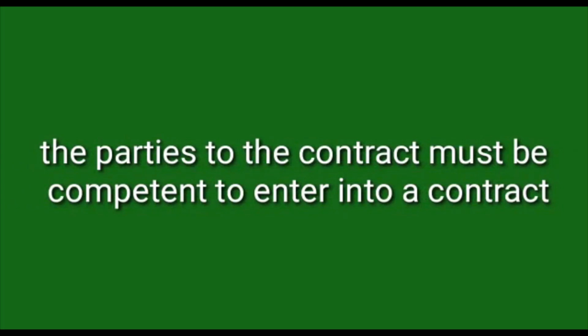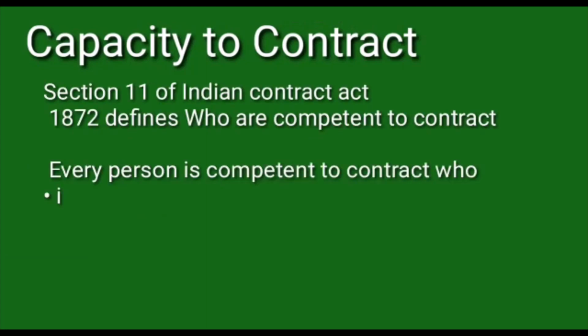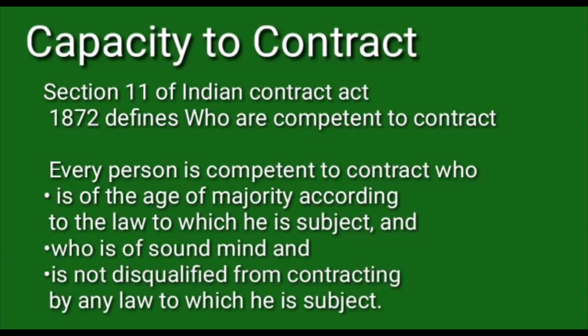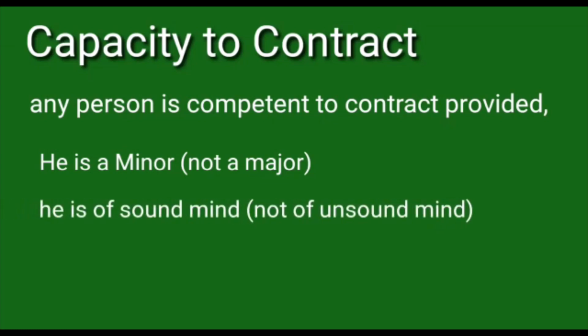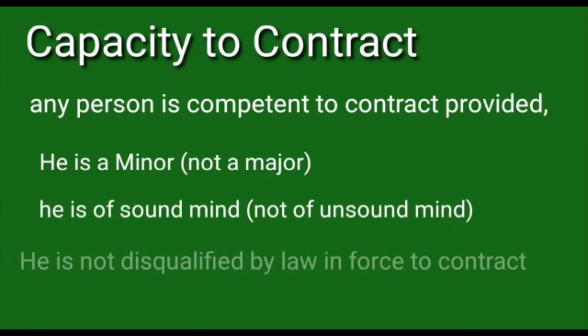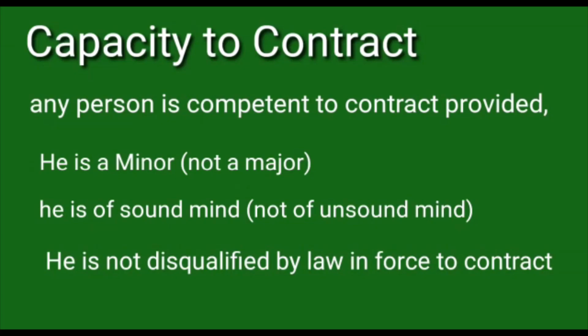The parties to the contract must be competent to enter into a contract. That means they should have the capacity to enter into a contract. According to Section 11 of the Indian Contract Act, any person is competent to contract provided he is a major, not a minor, he is of sound mind, not of unsound mind, and he is not disqualified by law. Free consent. Consent means giving willingness or assent.